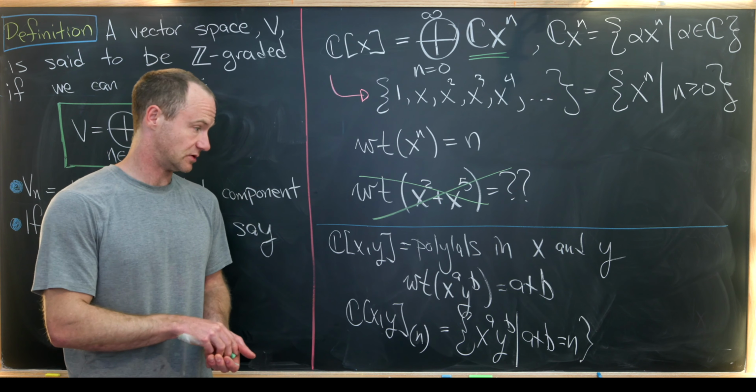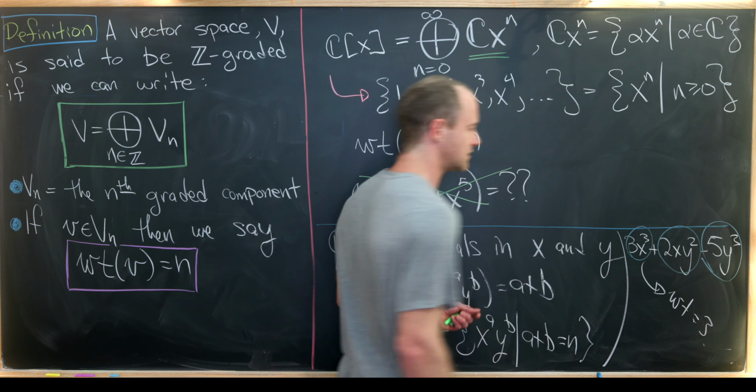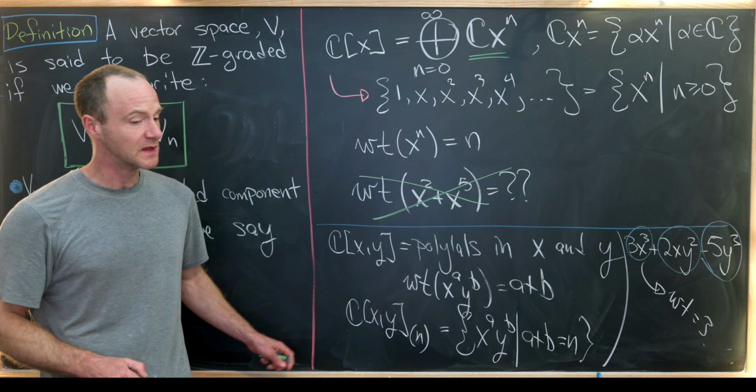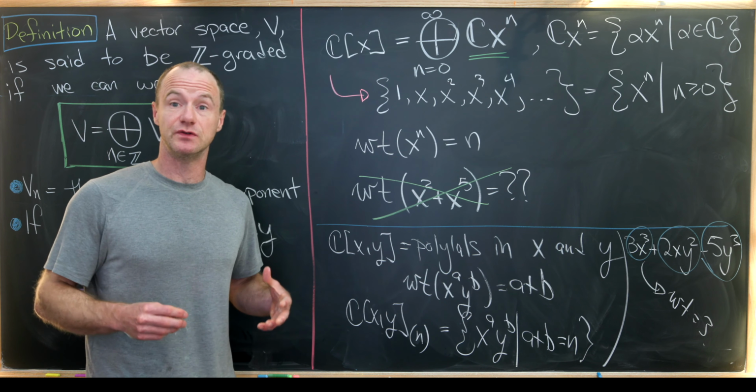Something like this will have weight equal to 3. And notice that's not a monomial, but each of these monomials themselves are weight 3. So like I said, this is not one-dimensional in this case. Okay, so now that we've got an idea for how this kind of definition of a graded vector space works, let's maybe move on to the measurement of an infinite dimensional vector space using this grading.